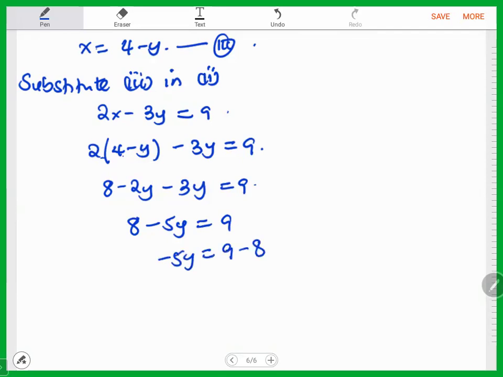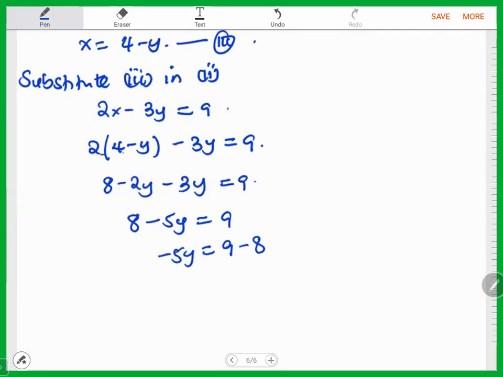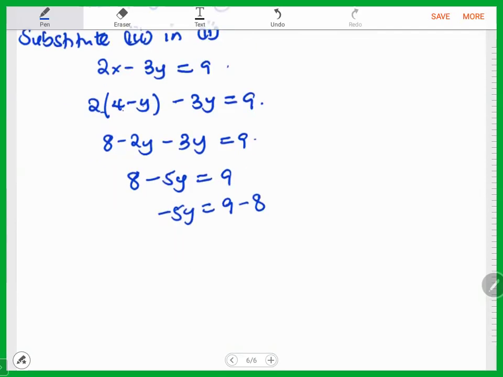9 minus 8. So our minus 5y is equal to 1, divided by minus 5 divided by minus 5. y is either a negative 1 out of 5, or negative 0.2. Negative 0.2, because we know 1 divided by 5 we actually get 0.2.